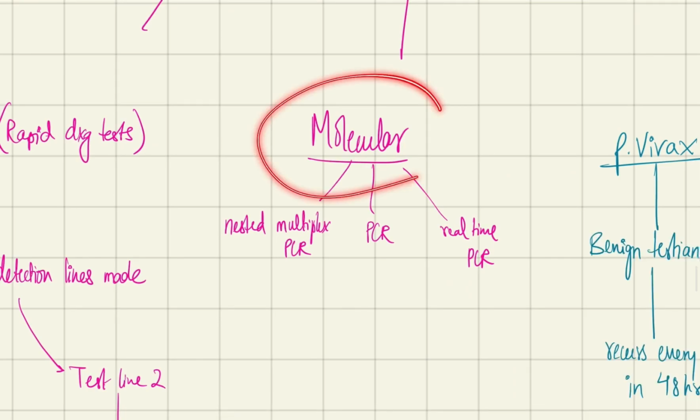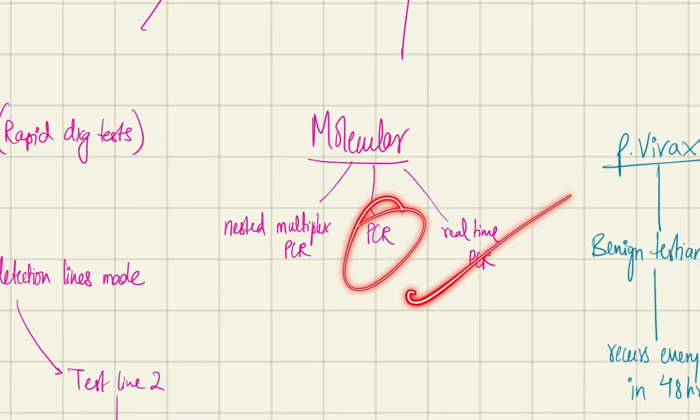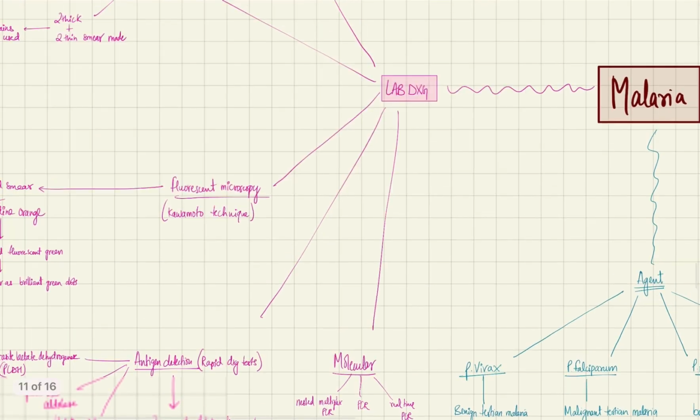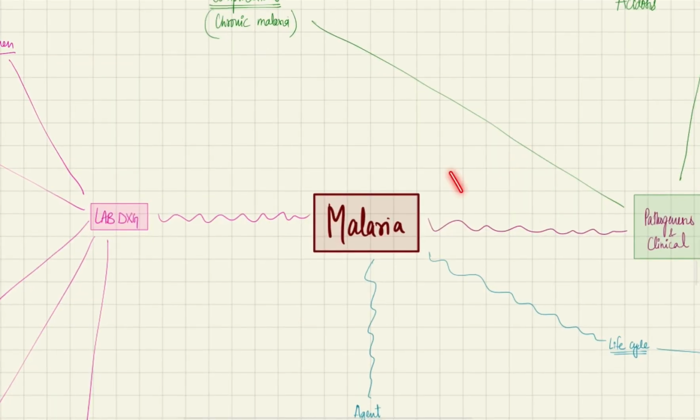Next, coming to the molecular methods, we have nested multiplex PCR, the normal PCR, and the real-time PCR. Okay, classical. So this was the lab diagnosis basically, and also we discussed malaria completely.